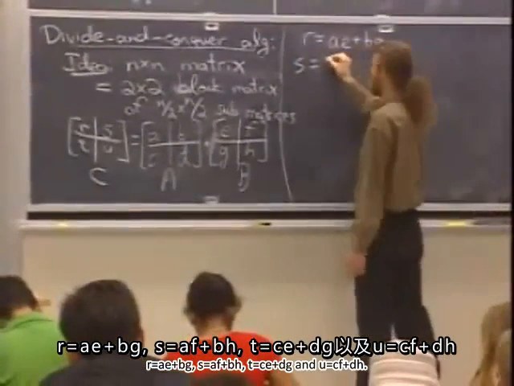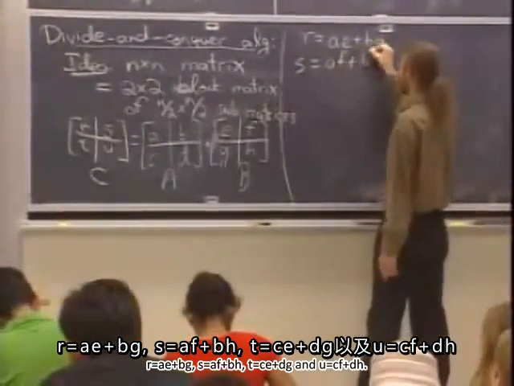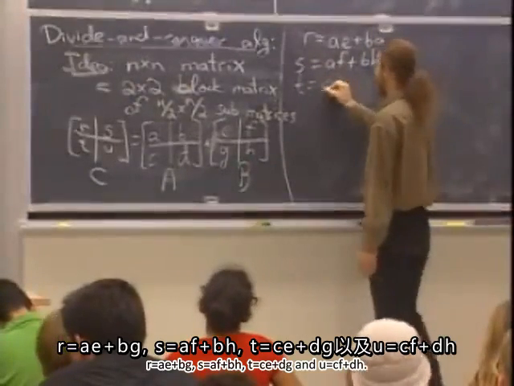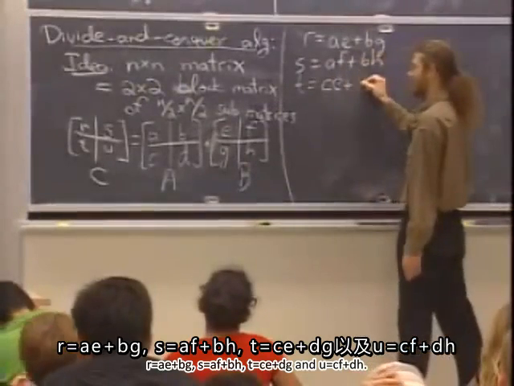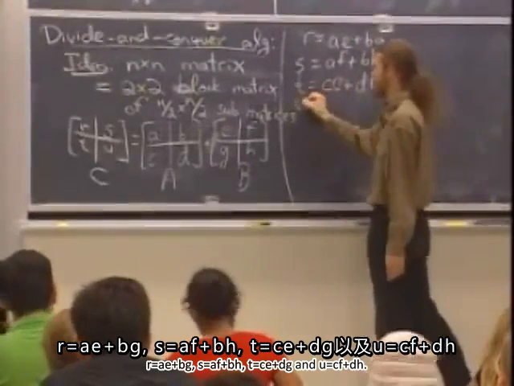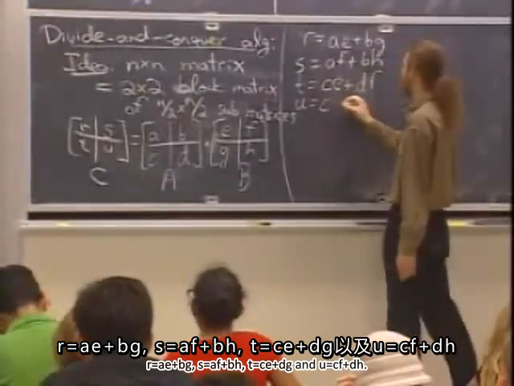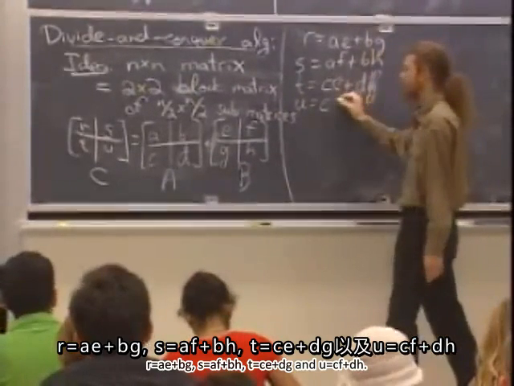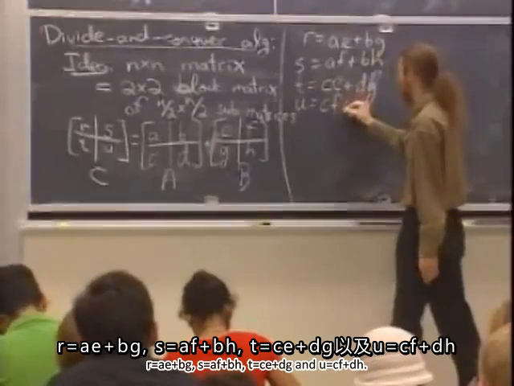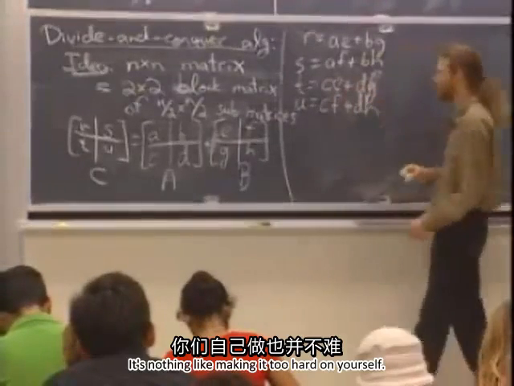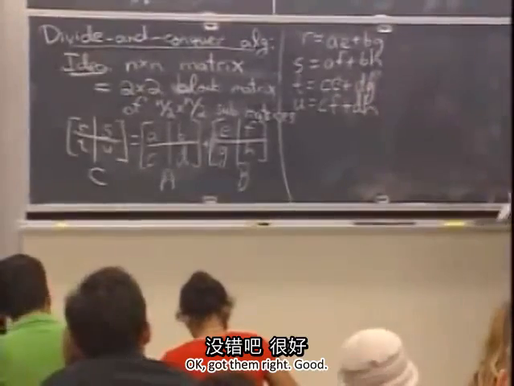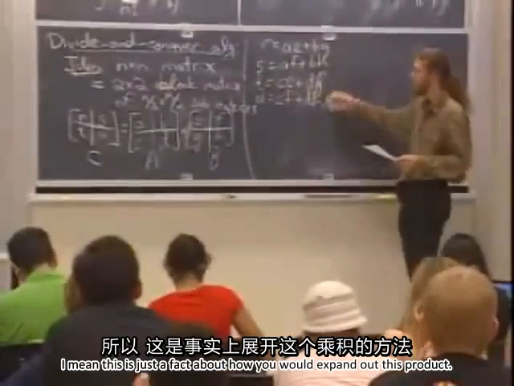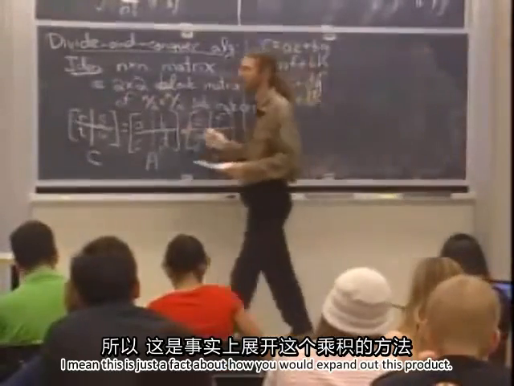S is AF plus BH. T is CE plus DG. Thank you. And U is CF plus DH. It's nothing like making it too hard on yourself. Okay, got them right? Good. So this is just a fact about how you would expand out this product.